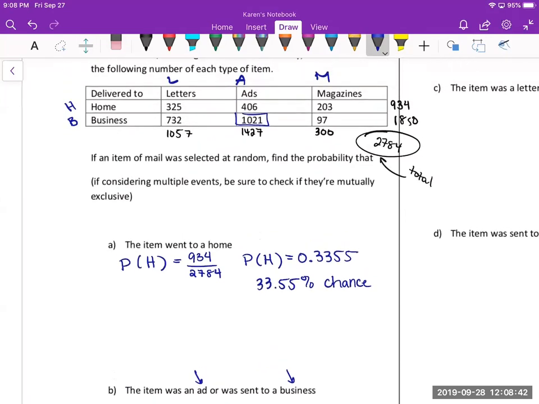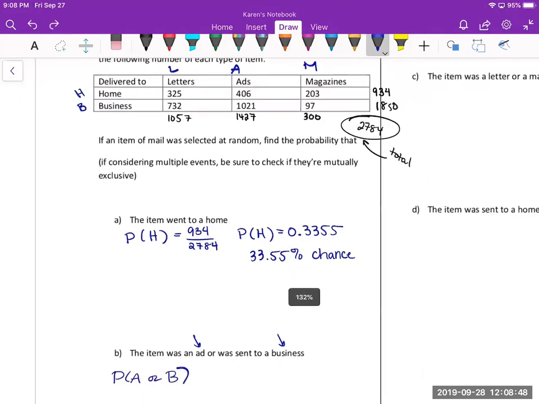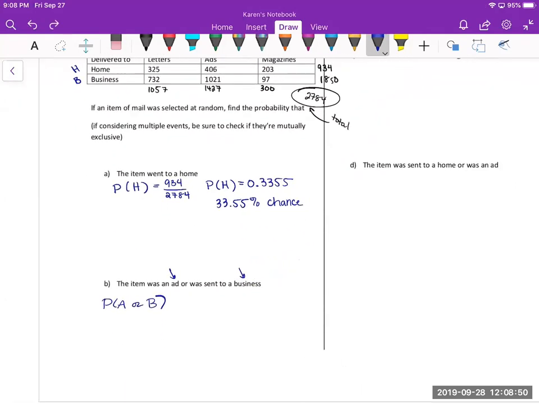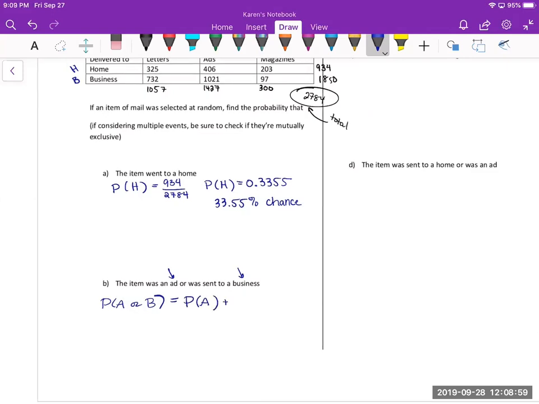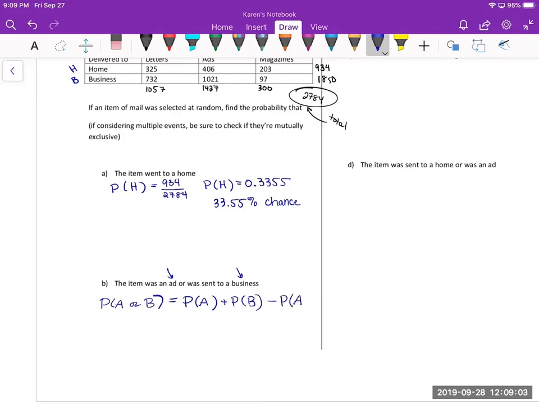These are the ads that were sent to businesses. So I have to be careful when I go to do this probability. I have to take out that group that I'm counting twice. The actual formula, when they are not mutually exclusive, like what we have now, is the probability it was an ad, plus the probability it went to a business, minus the probability it was an ad and it went to a business.